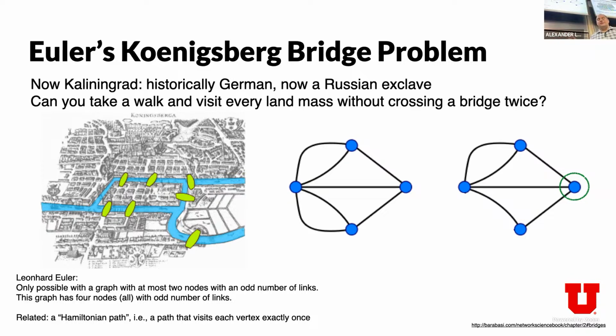This is kind of the related concept here: a Hamiltonian path. For example, a path that visits each vertex exactly once.